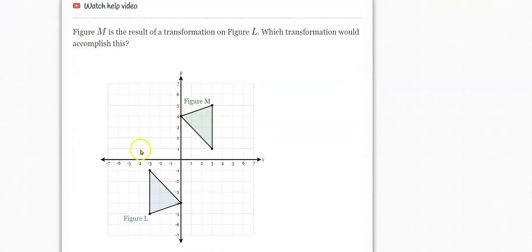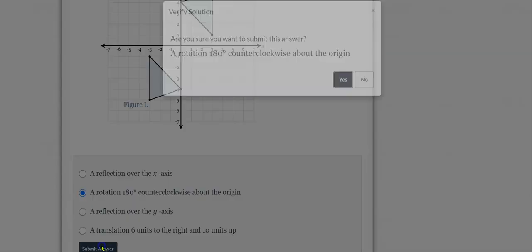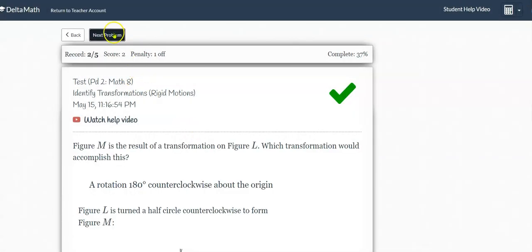M is the result of transforming L. M is a transformation of L. So let's see. A reflection over the x-axis would put you up here, so not that one. A rotation 180 degrees clockwise? Yes. It's definitely a rotation. All right, one more.